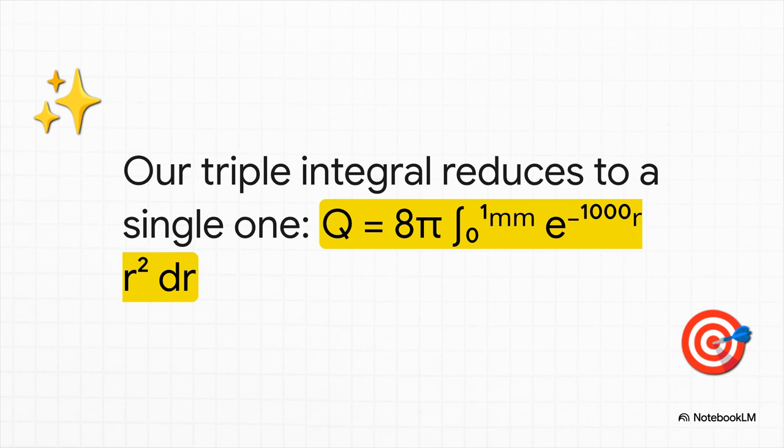We take that 2 pi, we take that 2, and we can't forget the constant 2 that was already in our density function. Multiply them all together. 2 times 2 times 2 pi gives us 8 pi. And all of a sudden, that terrifying triple integral collapses into this. Just one single integral to solve.